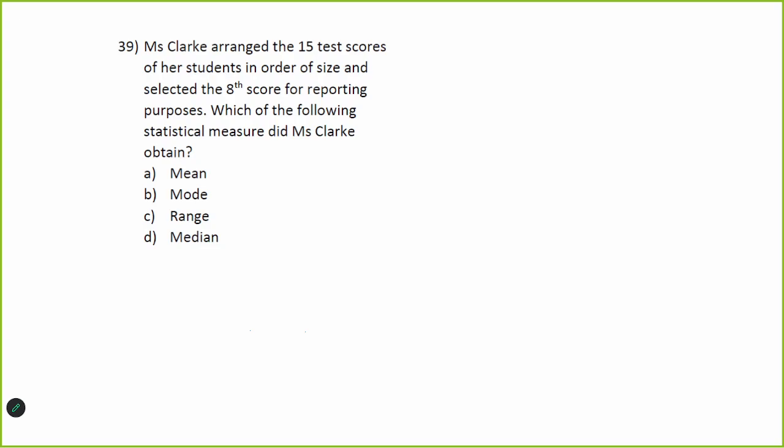Alright, E. This is statistics, but we can still do it. Mr. Clark arranged test scores of his students in order of size, selected the 8th score which he reported. What did Mr. Clark use? From the information, the only one would be your median, right? Because half of 15 is 7.5, so the 8th. Right, so your median. I don't know how come this ended up here, but yeah.